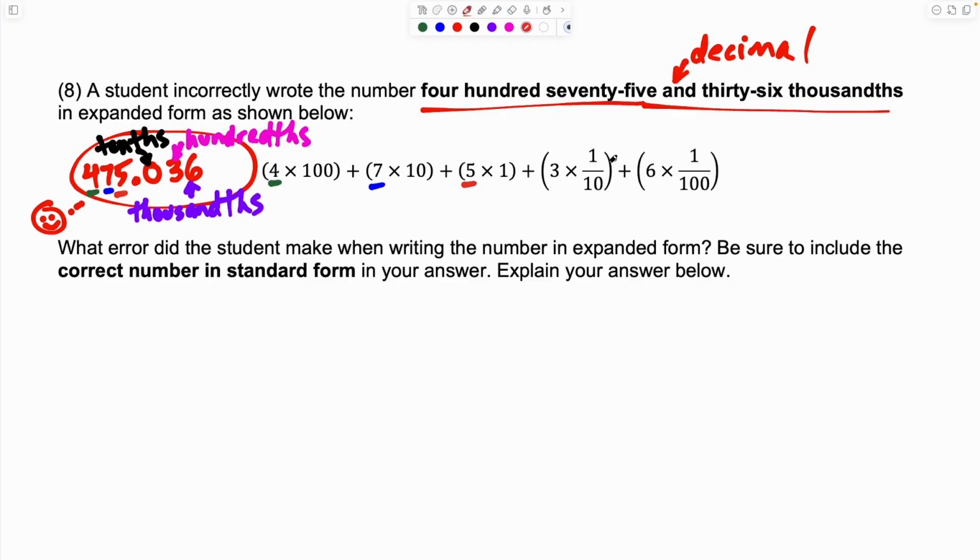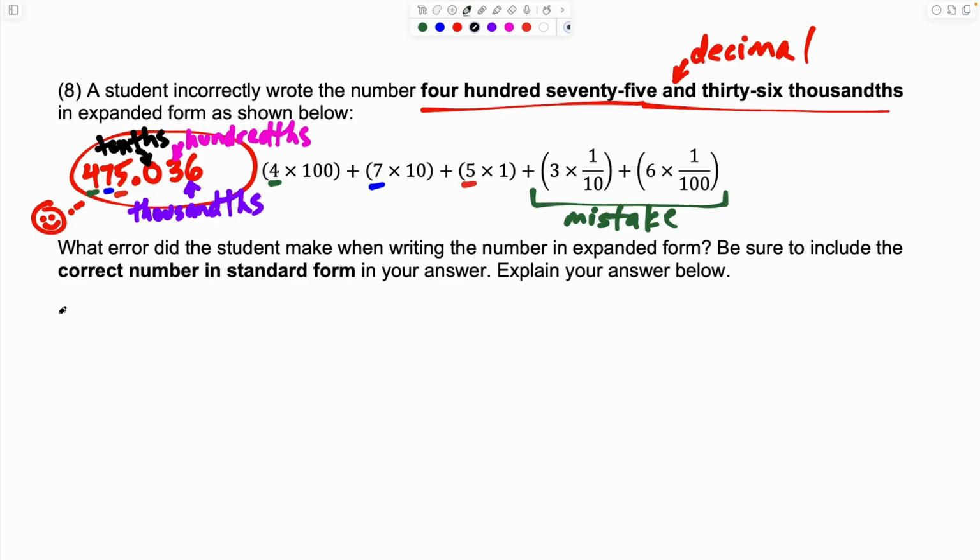They have a 3 being worth 1/10, which is not the case. The 3 should be in the hundredths place, and the 6 shouldn't be in the hundredths place. It should be in the thousandths place. So the mistake is over here. Once again, I'll put this in a different color. This is where the mistake is. But we actually have to explain it. We can't just say, oh, there's the mistake. And they told us to be sure to include the correct number in standard form in our answer.